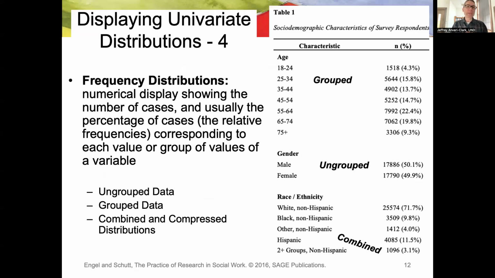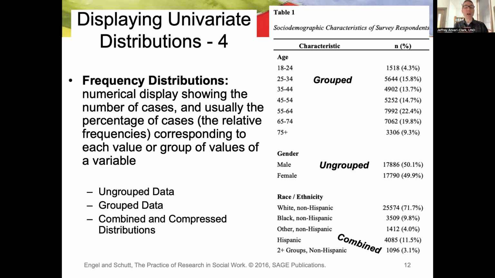This frequency distribution shows the numerical display of the number of cases. So for instance, for the number of males in my study, there were 17,886 people who identified as male, and there were 17,790 respondents who identified as female. So there are different ways in which you would report them.